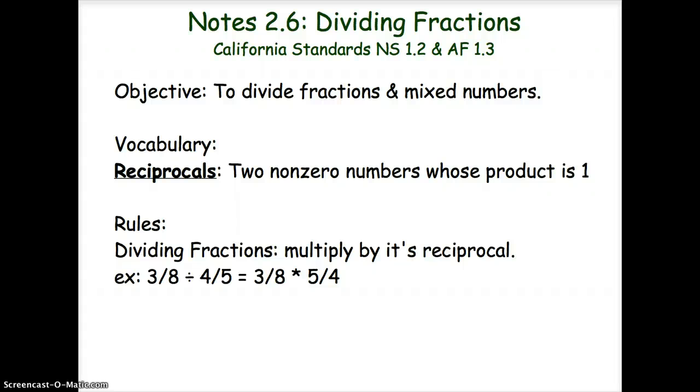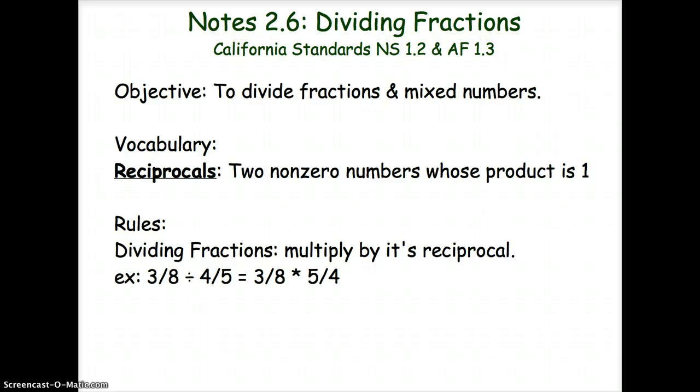Hello, and welcome to Notes 2.6, Dividing Fractions. Make sure you write down our two standards, NS 1.2 and AF 1.3. Our objective today is to divide fractions and mixed numbers. And our vocabulary is reciprocals, two non-zero numbers whose product is 1.